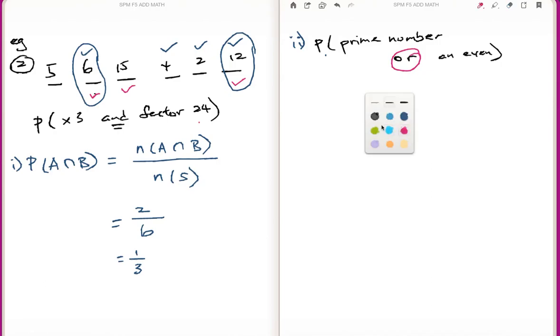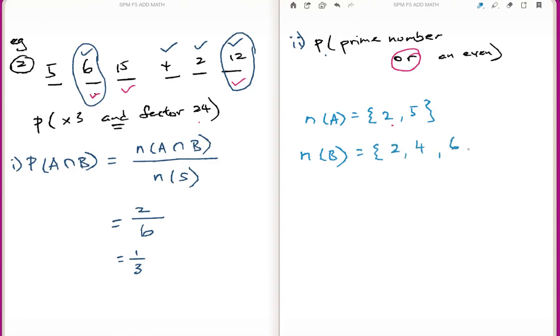So all you need to do for yourself is list out the numbers. Okay, maybe I list it out in terms of set form. Let's say A is my prime numbers. So what are my prime numbers? The prime numbers would be 2, 3, 5. Then the rest are not prime numbers. Whereas my event B is an even number. Even numbers would be 2, 4, 6, and 12 in ascending order. Okay.